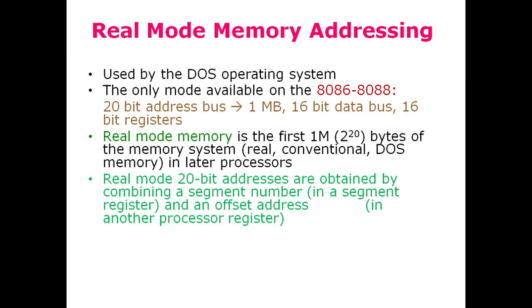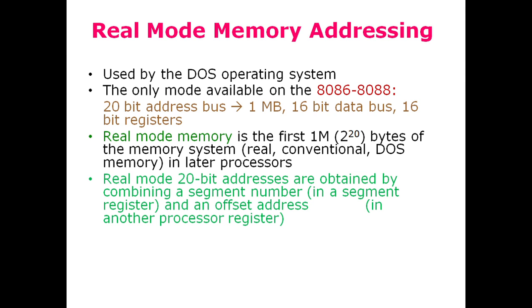Real mode memory addressing is the mode used by the DOS operating system, the disk operating system. This is the only mode available on the 8086 and 8088 microprocessors, because only 1 megabyte of memory is available with these 2 microprocessors. On the later microprocessors, both real mode and protected mode of memory addressing are available.